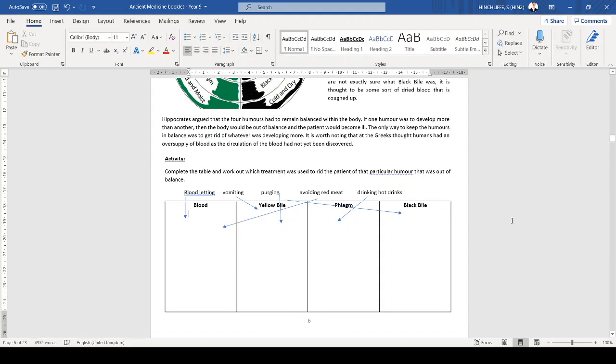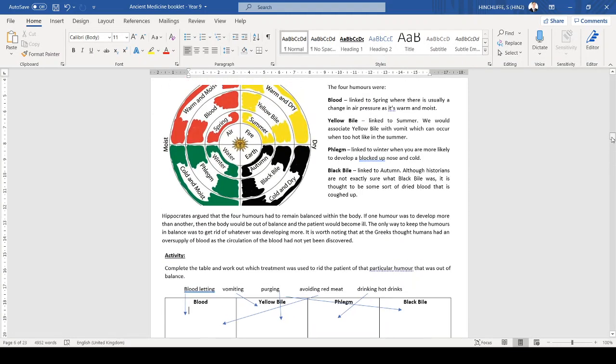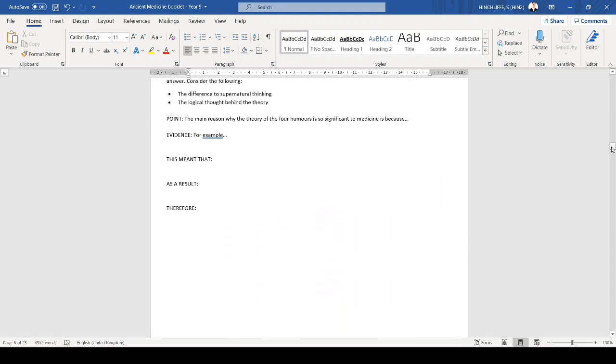It doesn't always match up. It doesn't always work, the four humours. But a lot of the time, the reason why it became so popular is because, in winter, you did have phlegm, and in summer, you do feel more sick. So sometimes it did make those logical connections.